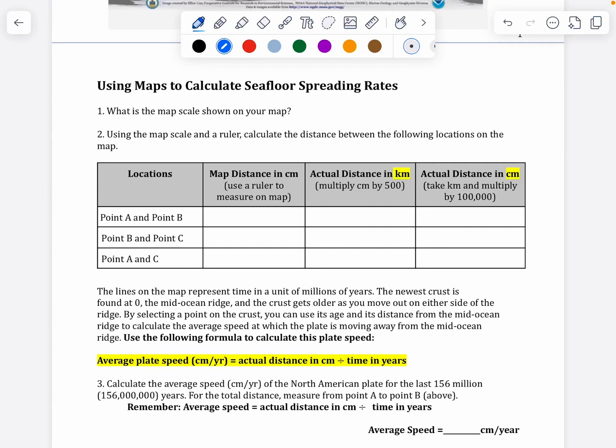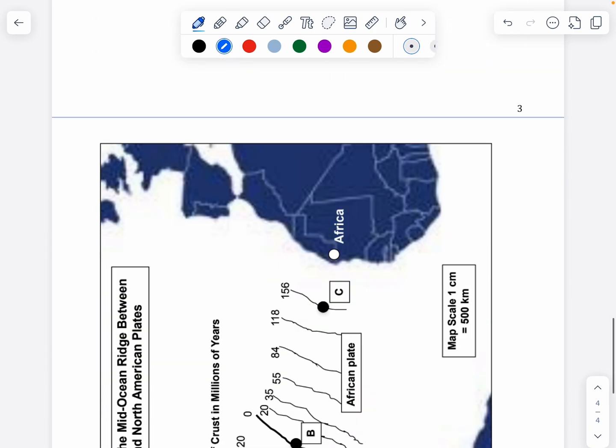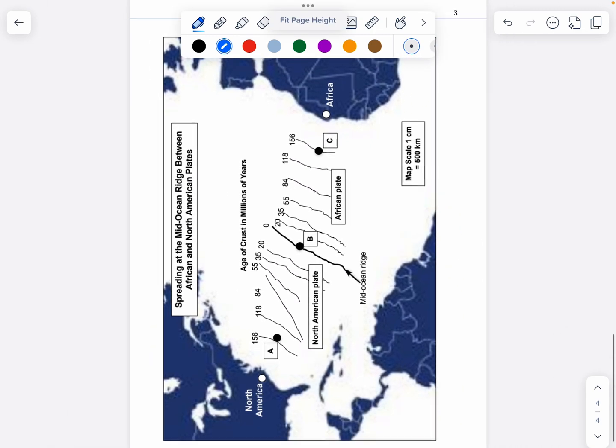Okay, so on this part, what we're trying to do is calculate the seafloor spreading rate. How fast is the seafloor spreading? Now, in general, it spreads about as fast as your fingernails grow. It's not very fast. But we have a map right here, and here is our mid-ocean ridge.